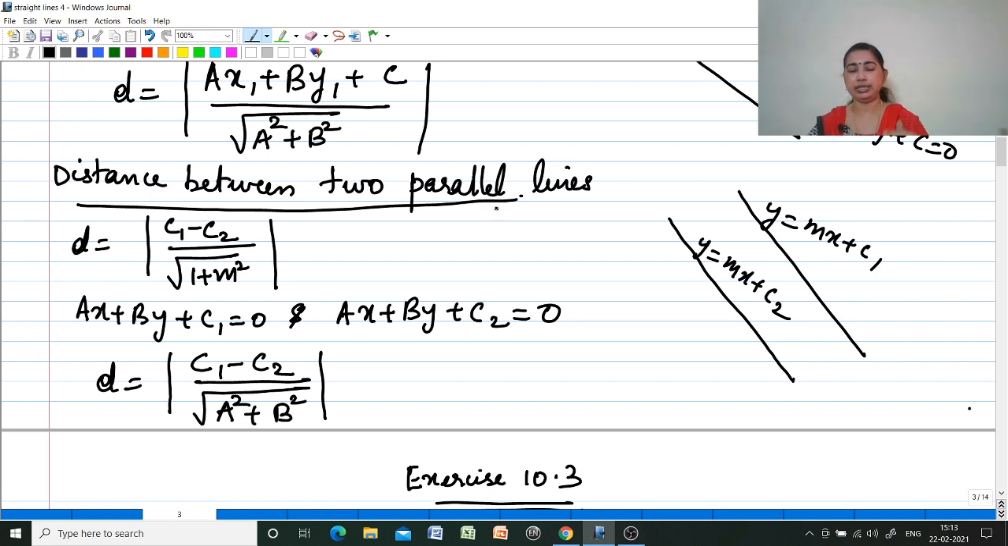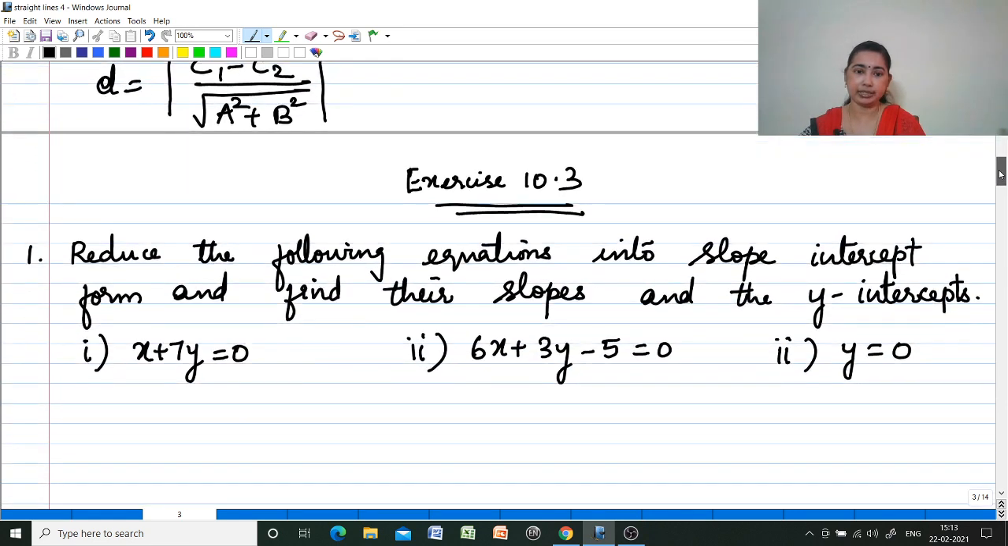These are the few things which you have to study in this video: slope intercept form of the equation, slope, distance between a point and a line, and distance between two parallel lines. Using all these we are going to do a few of the problems from exercise 10.3. So we'll move on to exercise 10.3.